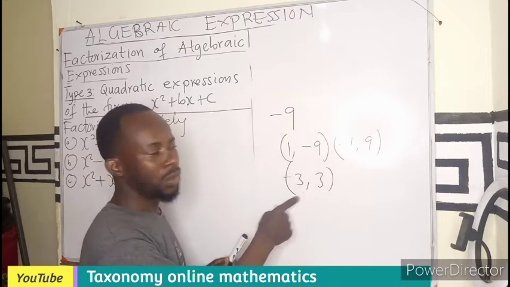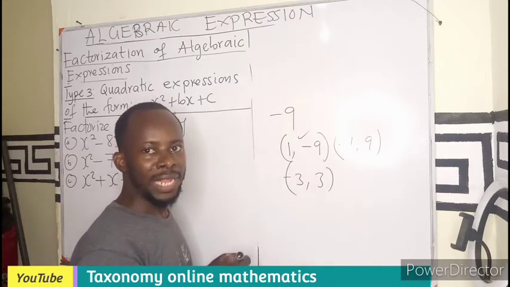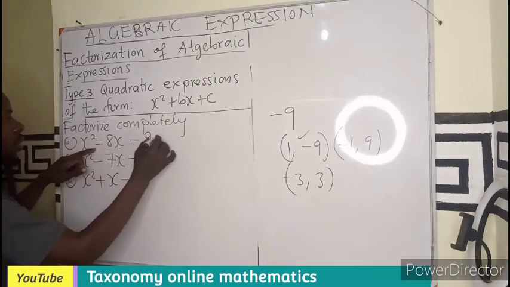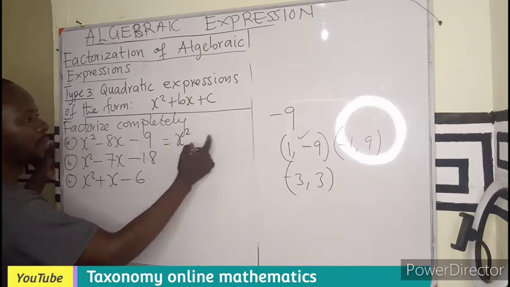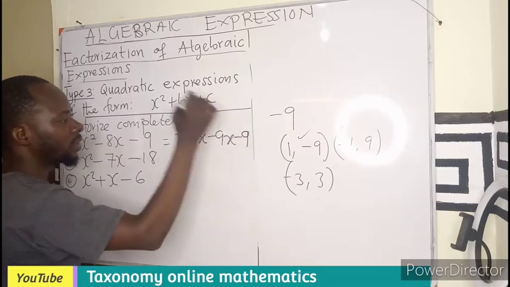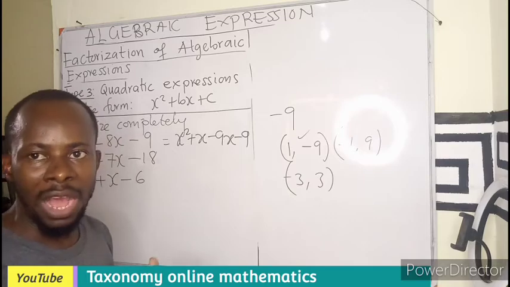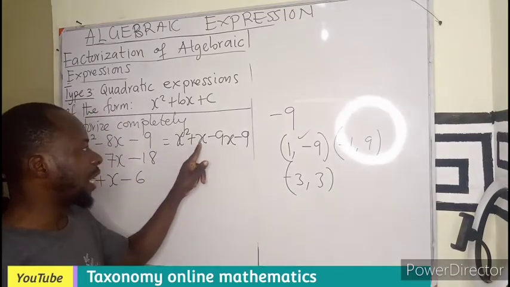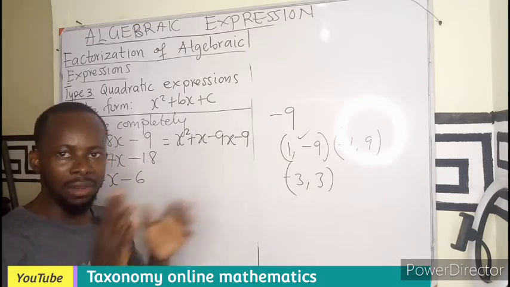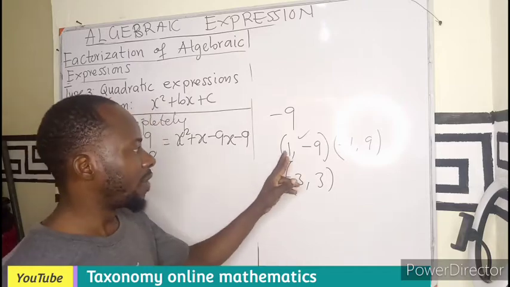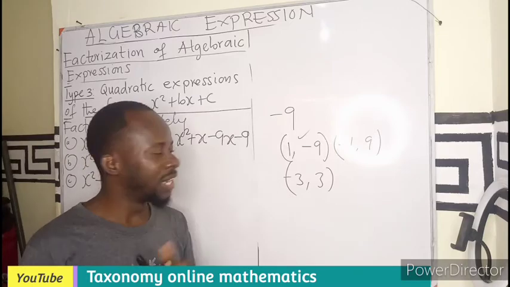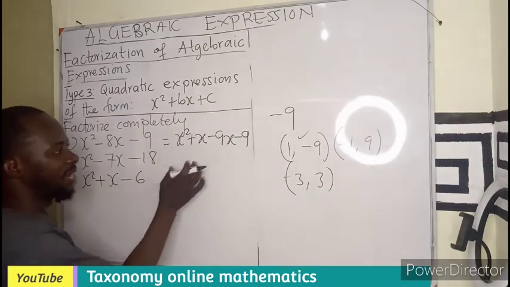If I take this, I get 0. So this is my factor that will add up to give me a negative what? 8. So right away, I change this to become x squared plus x minus 9x minus 9. Don't forget there is no other order we can follow. We can also start with the -9x first before x. We don't have any criteria to which we write first. It could be negative 9x first before the x. It doesn't change anything.